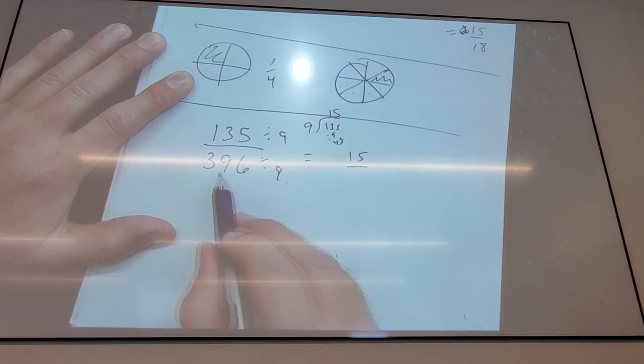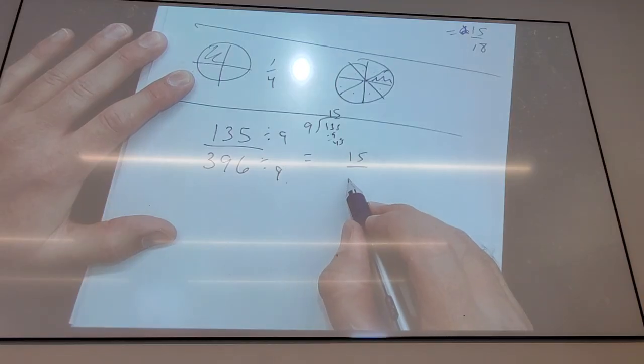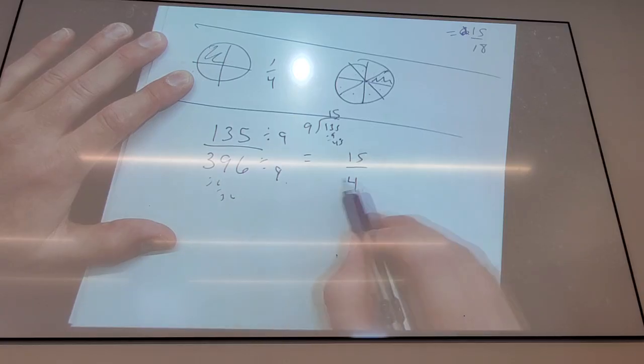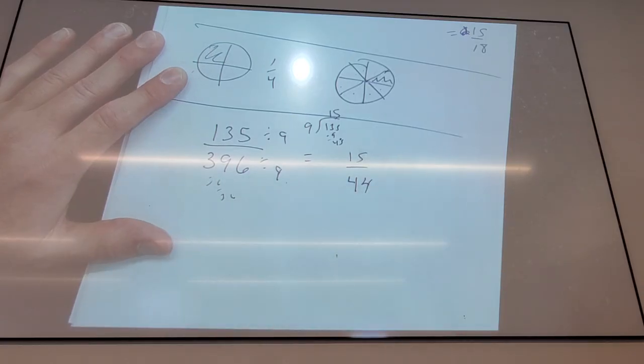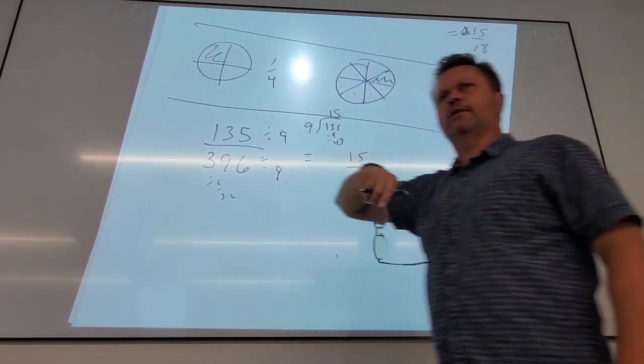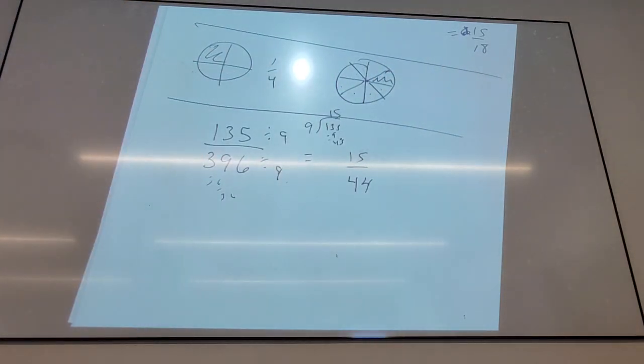9 goes into 39 how many times? 4 times, yes? And then that would be 36, minus, equals 36. 4. Does that reduce any more, do you think? That one's really easy to see because 15 only has what factors besides 1? 3 and 5. And 44 doesn't have 3. So I'm done. Okay, kick ass, yes?